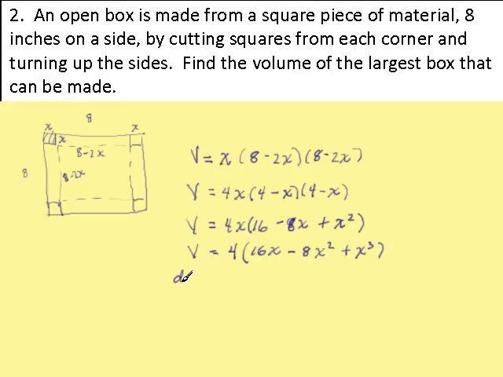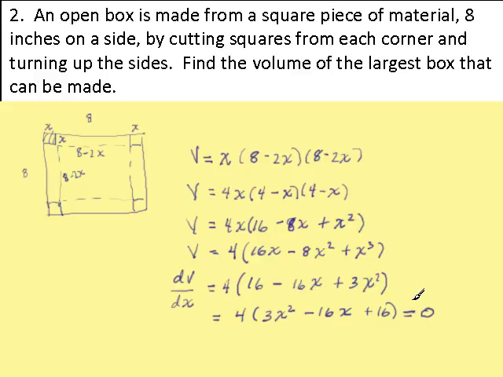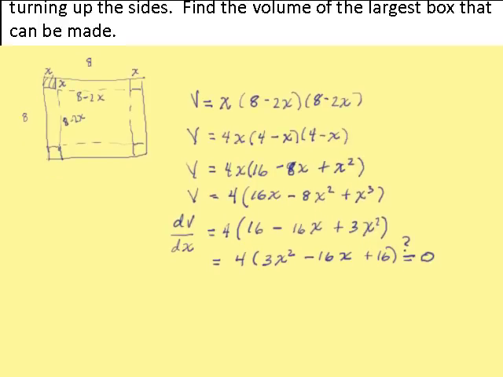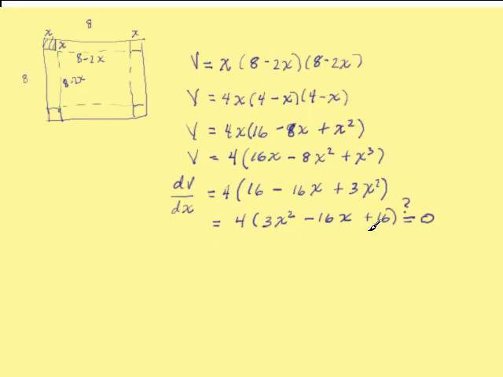Now we're ready to take the derivative. So that would be 16 minus 16x plus 3x squared. Let me just write this from highest degree down to lowest degree. And we want to know, when is this equal to 0? Because we want to maximize, we're assuming the maximum occurs at a place where the derivative is 0. All right, so let's see if this factors.